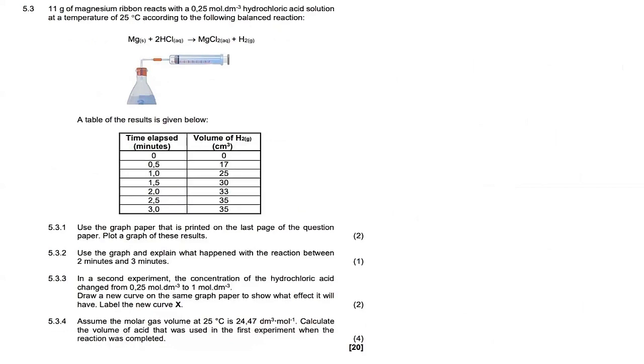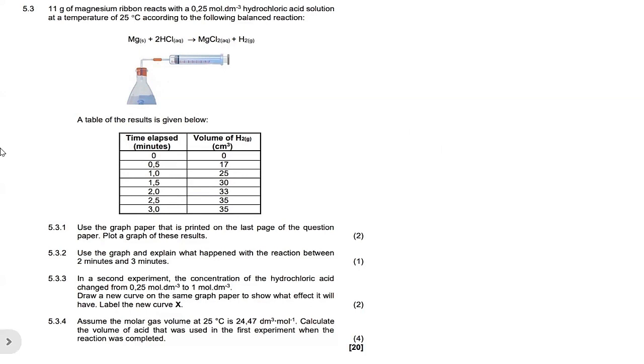So for 5.3, we are given that 11 gram of magnesium ribbon reacts with a 0.25 mol per dm cubed hydrochloric acid solution at a temperature of 25 degrees Celsius, room temperature, that is standard temperature, according to the following balanced equation. So we are given magnesium reacting with hydrochloric acid to form magnesium chloride and hydrogen gas, which we know is mainly what we use to measure the rate of reaction because it is a gas.